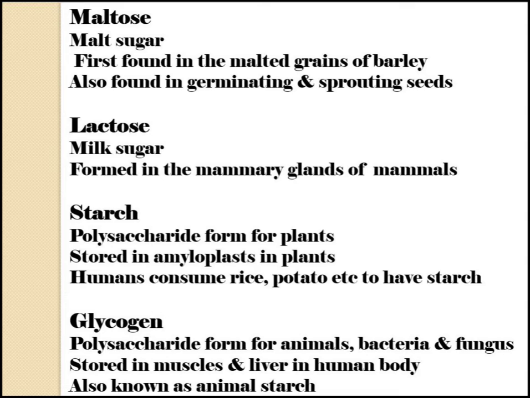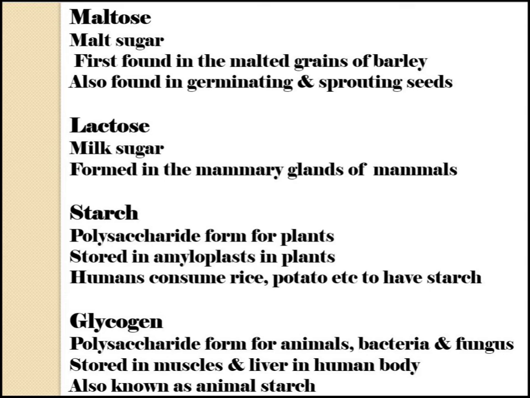The third one is the milk sugar, which we all know is formed in the mammary glands of mammals. Also, if you drink the milk of a cow, as it is coming from the mammary glands of a mammal, it is obviously milk sugar.